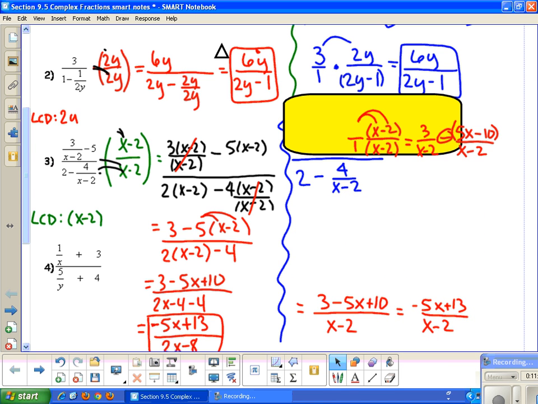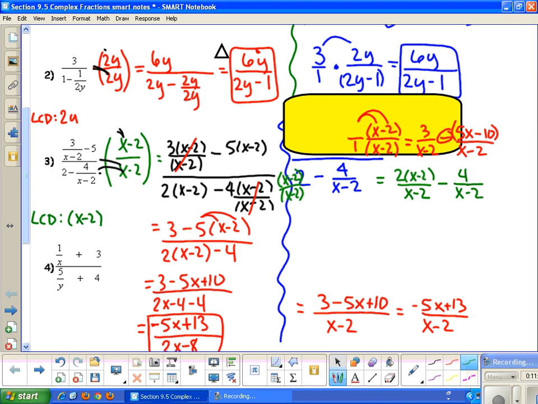So now if I just look at my denominator, I want to do the same thing. In order to make this one fraction, I have to get a common denominator. So that means I need to multiply this by x minus 2 over x minus 2. When I do that, I get 2 times x minus 2 over x minus 2 minus 4 over x minus 2. Now that you have a common denominator, you can combine things together.